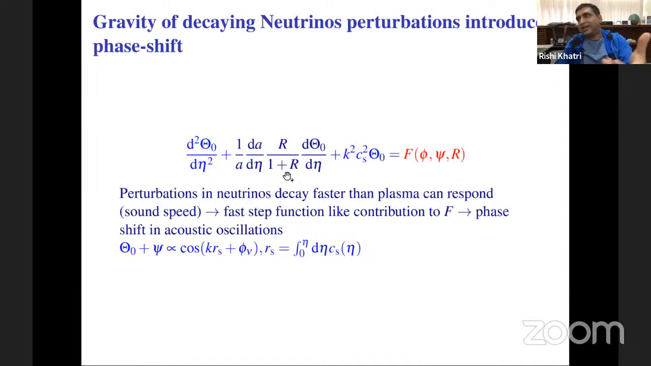So for this oscillator, it is just like you have introduced a step function like forcing term. What that does is it introduces a phase shift, phi_nu, in these oscillations. This has been studied quite well by many people.